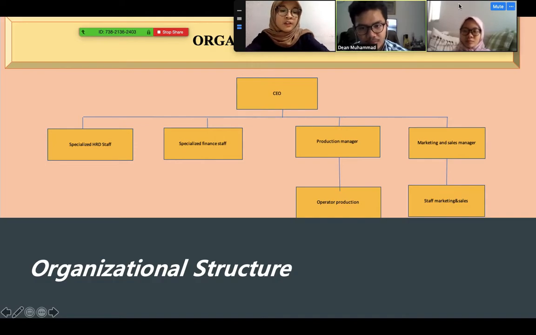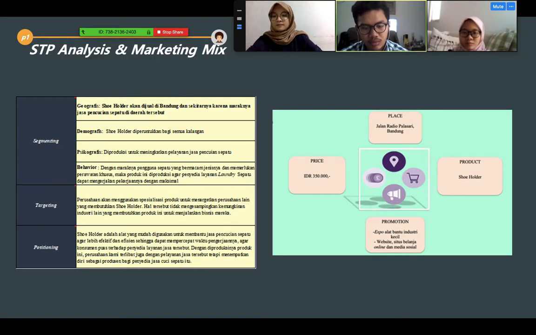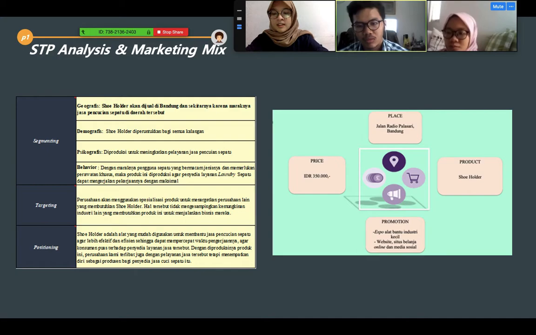The next one is our organizational structure. There are CEO, HRD, specialized finance staff, production manager, and marketing and sales. And then we continue to STP analysis and marketing mix. In STP, we have segmenting, targeting, and positioning. There are 4 kinds of segmenting such as geographic, demographic, psychographic, and behavior.